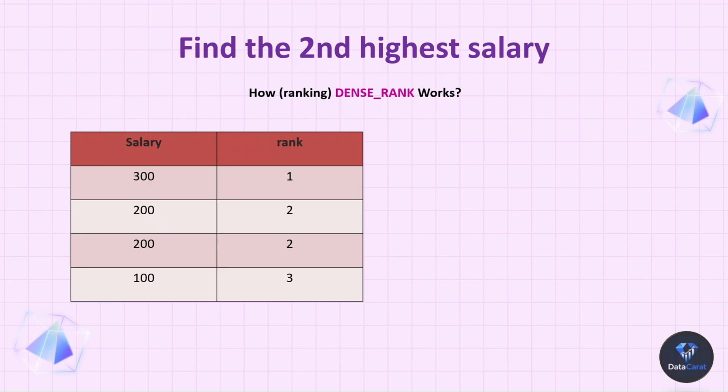Let's quickly understand how DENSE_RANK, the window function, works. We basically sort the salaries in descending order. Then DENSE_RANK assigns ranks like this. The highest salary gets rank 1. If there are duplicates, they get the same rank, and the next distinct value gets the next rank without skipping numbers. So in this case, both the employees with 200 get rank 2, and that's why when we filter for rank 2, that gives us the correct answer, which is both the records.